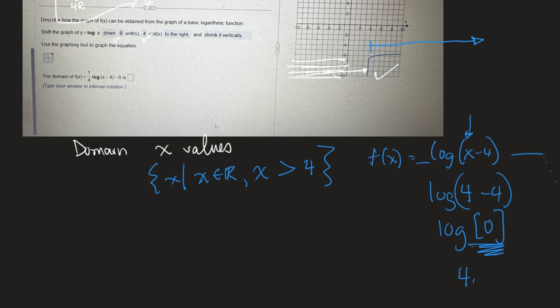So if you were to put 4.1 in there, 4.1 minus 4 is 0.1, and the log of 0.1, you do get an answer for that, -1 or whatever it is. But you do get an answer for that. Okay, so that's the domain. Hopefully that helps you with those 3 questions.